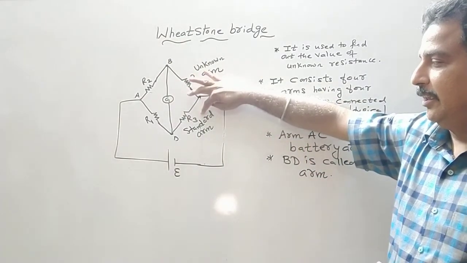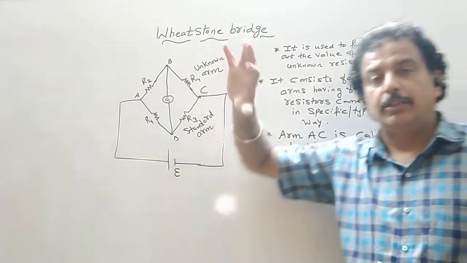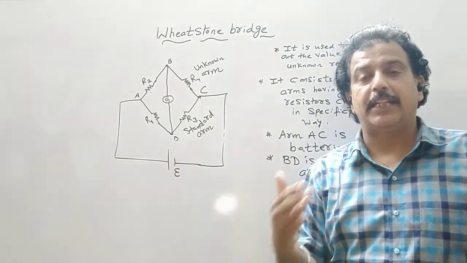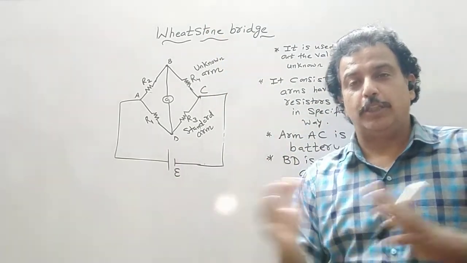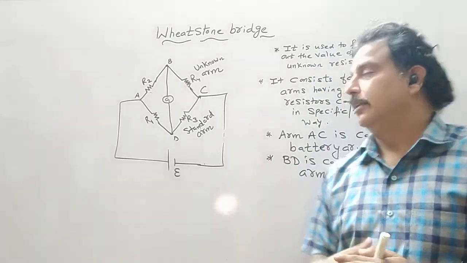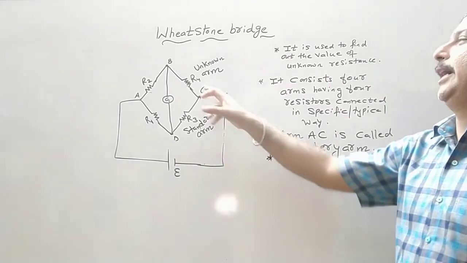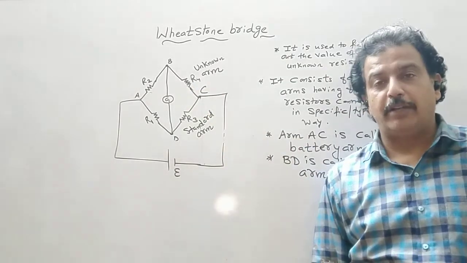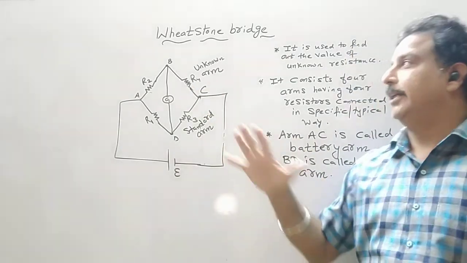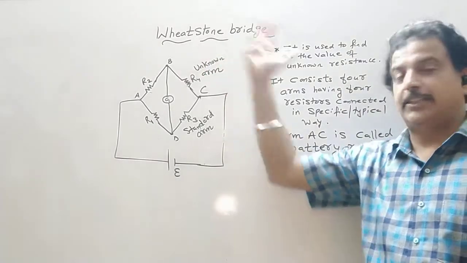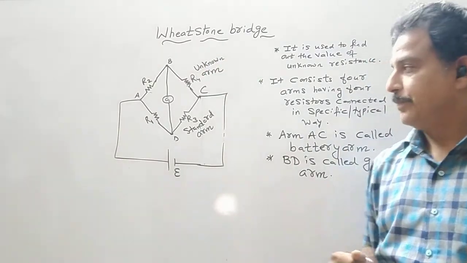R3 is a standard arm where the value of R3 is varied in order to do the experiment. So it is one type of experiment, and we have assumed that we don't know the value of R4, which has to be determined. That is the use of a Wheatstone bridge.